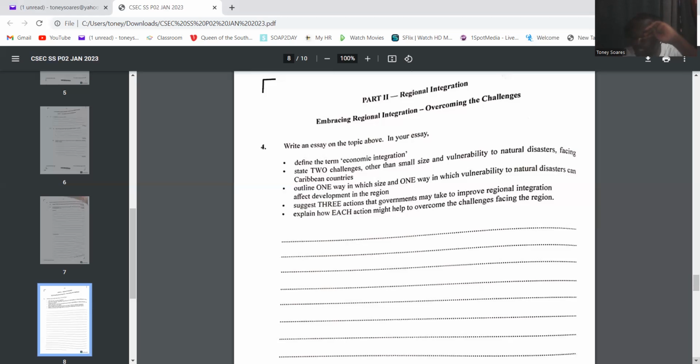So we know that when regional countries are faced with natural disasters, it takes a lot of money to actually rebuild, and then businesses lose money during the time of the disaster and the recovery period as well.